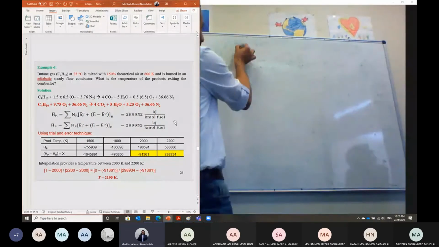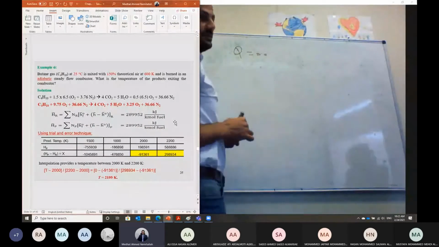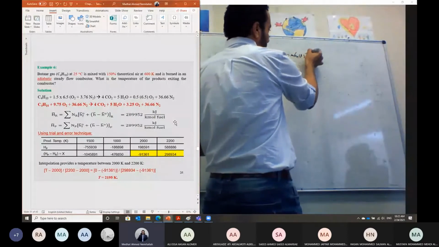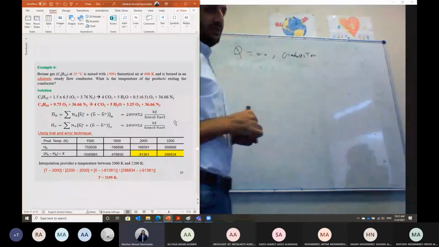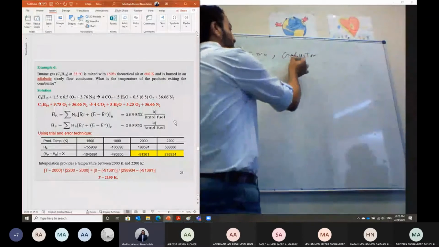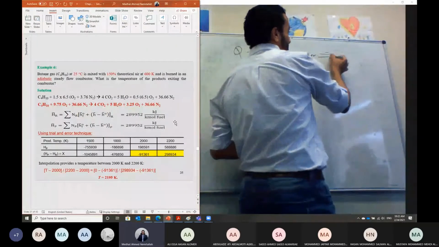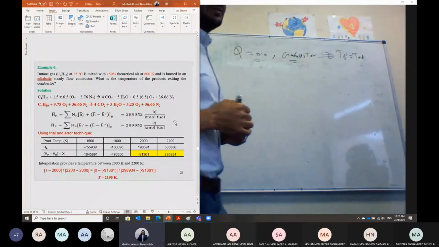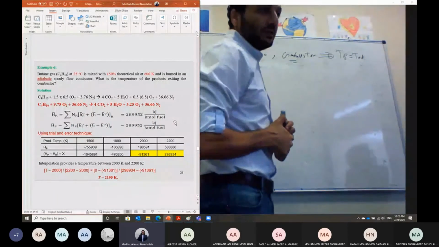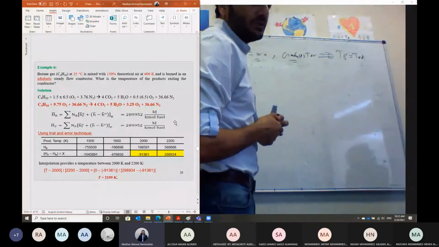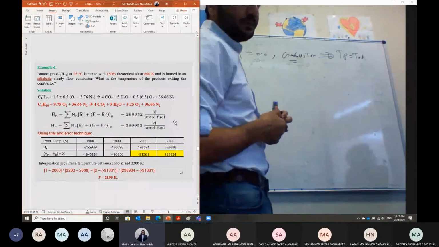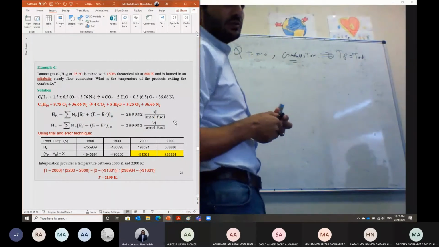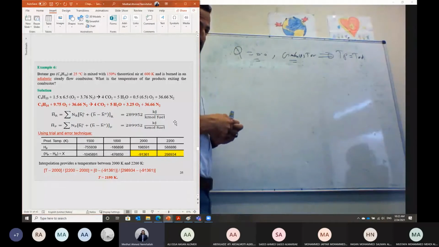So what does adiabatic mean? The heat transfer is equal to 0. And we are talking here about the combustor, not the engine. So this combustor is adiabatic. That means the temperature of the product is equal to the adiabatic flame temperature, the maximum temperature. We consider a steady flow combustor, so this is an open system, constant pressure. What is the temperature of the product out of this combustor?